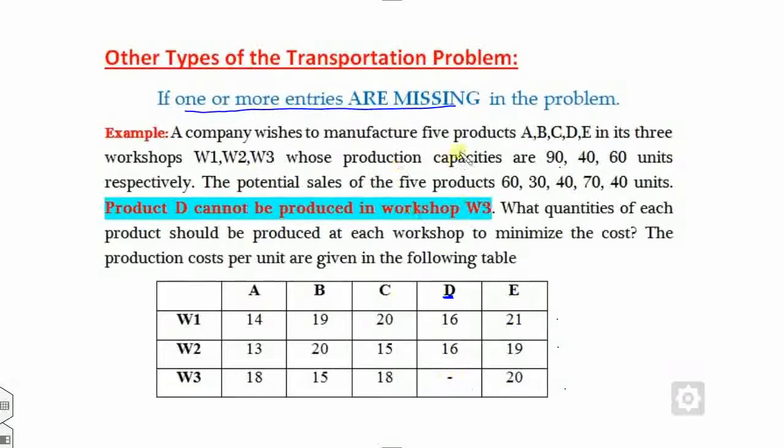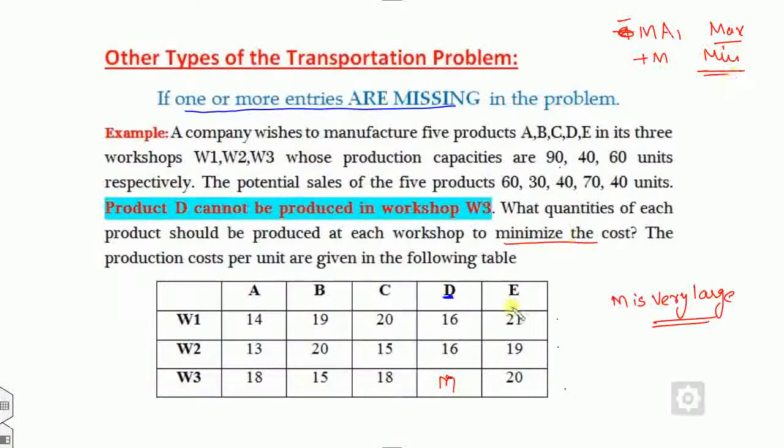Firstly, you have to check the statement whether it's a minimization or maximization. If it is a minimization, you can replace the missing entry with M, where M is a very large number, the same as in the big M method. In the big M method, you add M times the artificial variable for a maximization problem, sorry, for a minimization problem it is plus M. So the same thing here: if the problem is minimization, you can write M instead of the missing value.